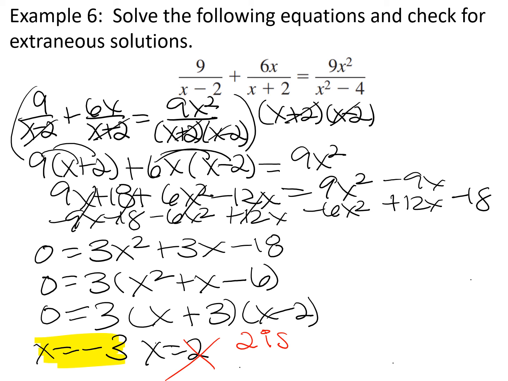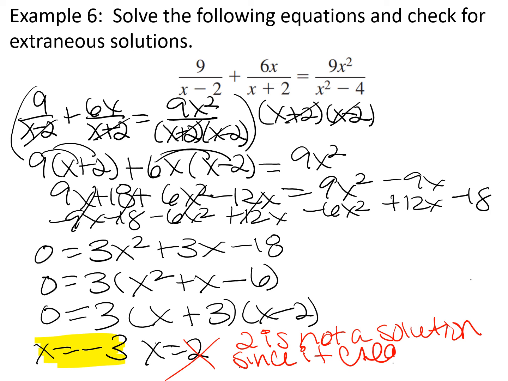Yeah, I'm almost done. 2 is not a solution since it creates, well, I guess I need an either, a 0 in the denominator. Okay. All right, and let's see if I have any more for you guys to practice.